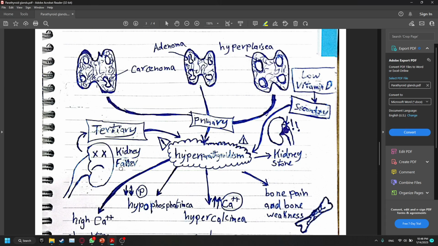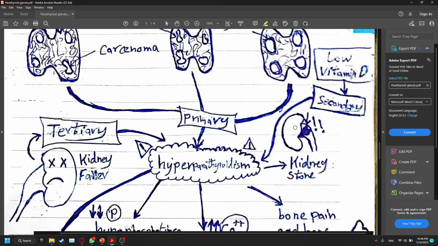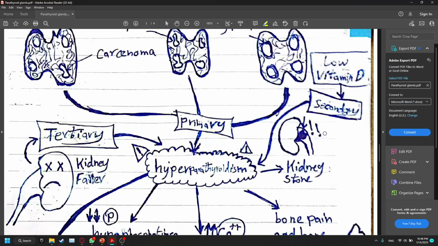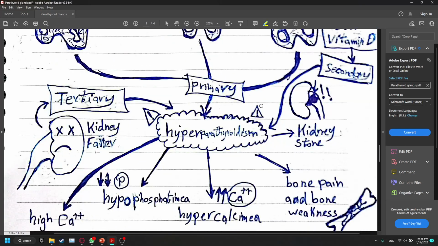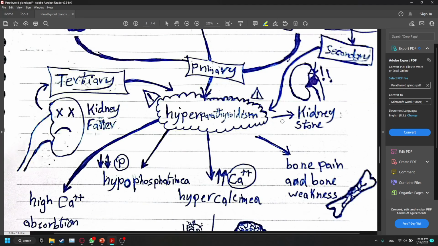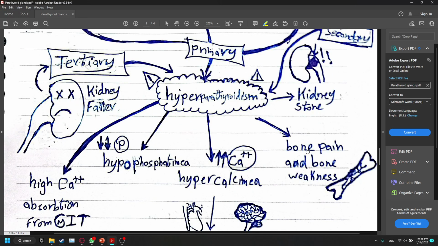So yeah, that's the kidney failure here. It can also cause a kidney stone. Why kidney stone? Well, simple, because of too much calcium. Thus, calcium is a stone. It creates like a stone here, right? And it could cause bone pain and bone weakness.